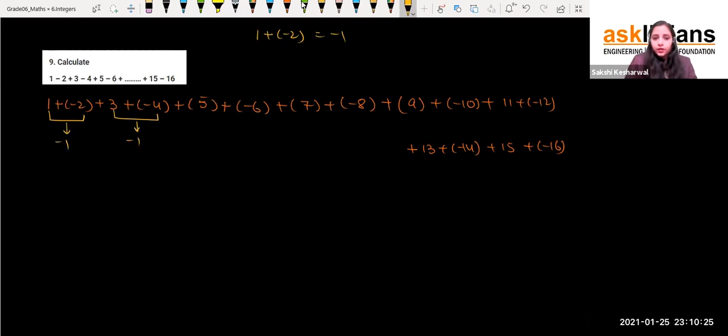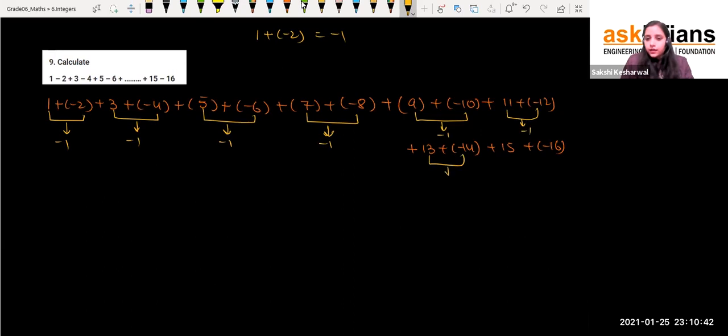Negative 1. Yes, 4, like if I say 4 minus 5, right? So this will be negative 1. So 5 minus 6 will be again negative 1. If you see this again, this is again negative 1. Negative 1. So how many negative ones you are going to add?